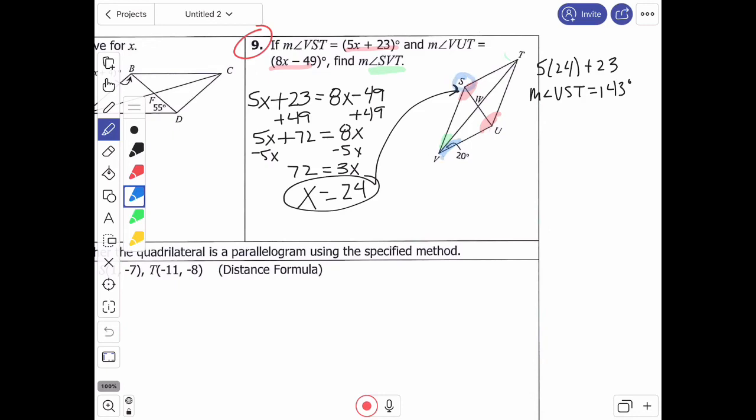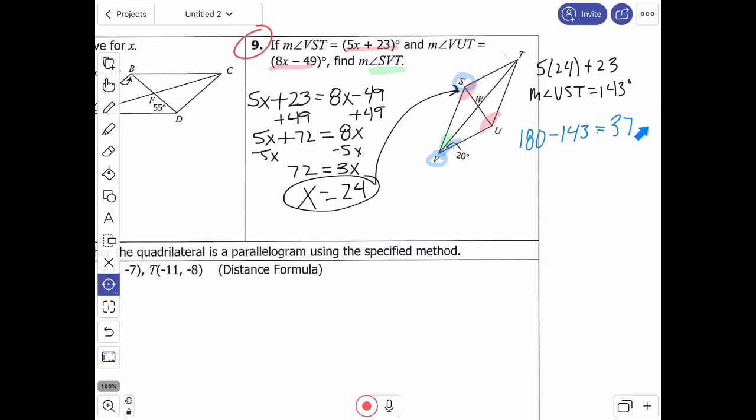So if I use the fact that S and V are supplementary, I'm going to take 180 minus 143, and I get 37. Okay, so knowing that this entire angle V has to equal 37, I then know that this blue highlighted part of this entire angle, I'm trying to find SVT, so I'm trying to find this whole angle. If I know this part of the angle is 20 degrees, that means this green part of the angle would have to be something plus 20 to get that 37 that this whole angle is.